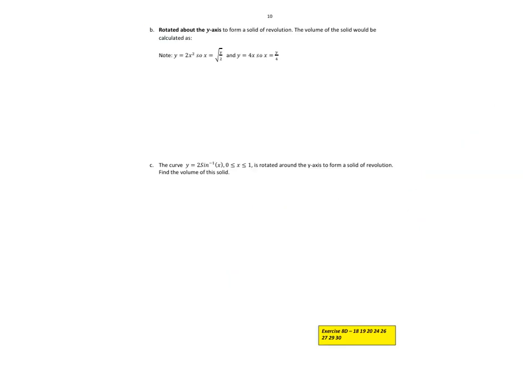As a continuation, if we're going to rotate about the y-axis, we know that it's pi dy, and we'll call it x1 squared minus x2 squared, if you like. So if we rearrange our two equations, x is equal to the square root of y on 2 for my parabola, and x equals y on 4 for my straight line. Just to refresh ourselves with the graph, we have our parabola up through there, and our straight line through there.